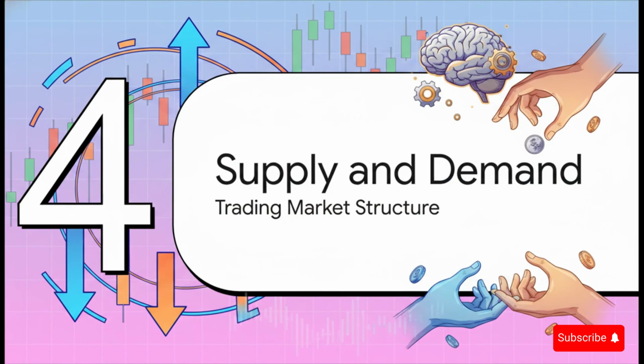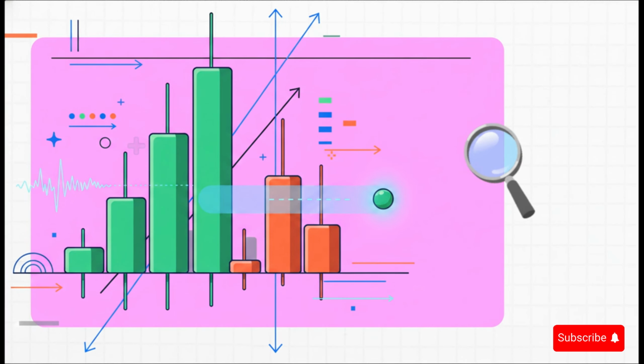Which brings us to Section 4, trading supply and demand. So how do we actually put this together and trade it? We look for demand zones characterized by an imbalance. An imbalance is basically an open candle range where no wicks overlap.